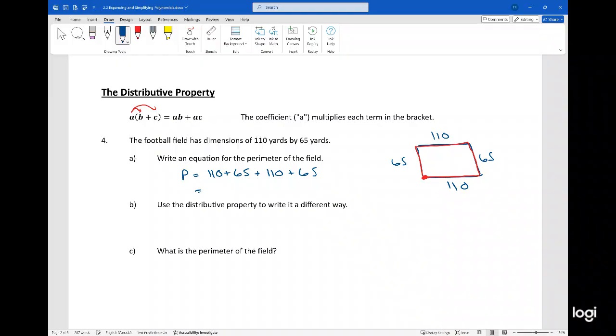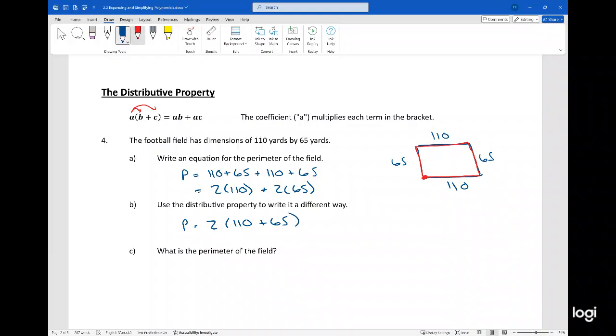Or you could have written that as 2 times 110 plus 2 times 65. 2 lengths and 2 widths. Now use the distributive property to write this in another way. We could write that as 2 times, I'm actually going to do the distributive property, I think, backwards. 110 plus 65.